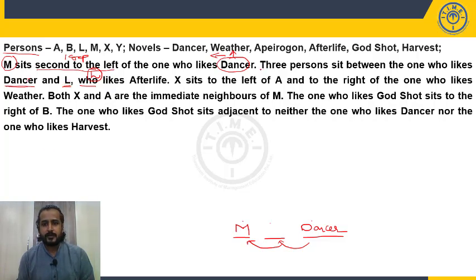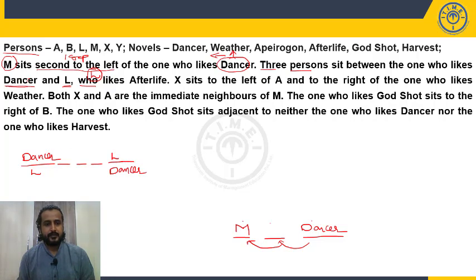But between them, how many persons are there? 3 persons. So dancer or L, how many gaps? 3 gaps. L or dancer. So this is the situation. Now let us come to here.